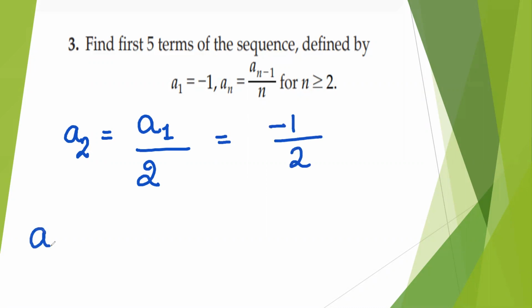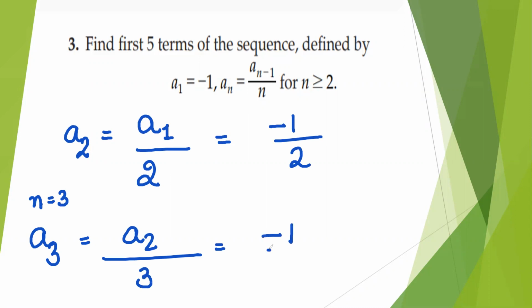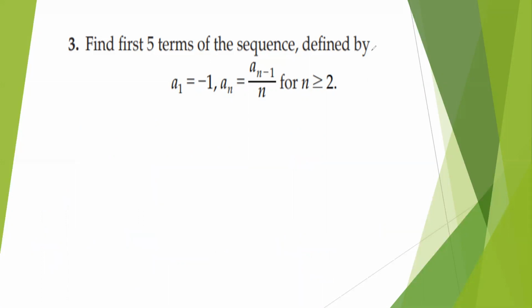Now you put a_3. We put n equal to 3. So here it comes a_2 by 3. So what you get? Minus half into 3. That gives you minus 6. That way you can find all the terms of the sequence. So let's try another question.